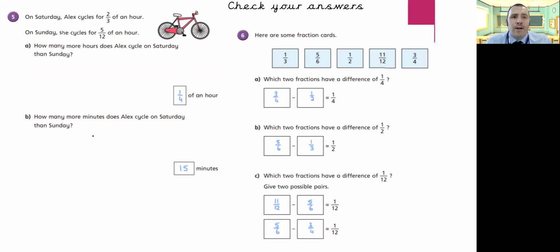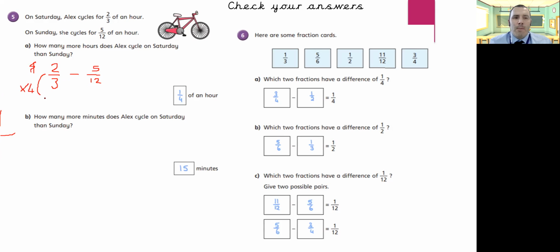Alex rides for 2/3 of an hour. On Sunday, she cycles for 5/12. How many more hours does Alex cycle on Saturday than Sunday? So we'll go through this one together. So we have, oops, hang on, my pen's gone funny. There we are. Right. 2/3, and we're going to take away 5/12. Now I can't do this at the moment because I have different denominators.